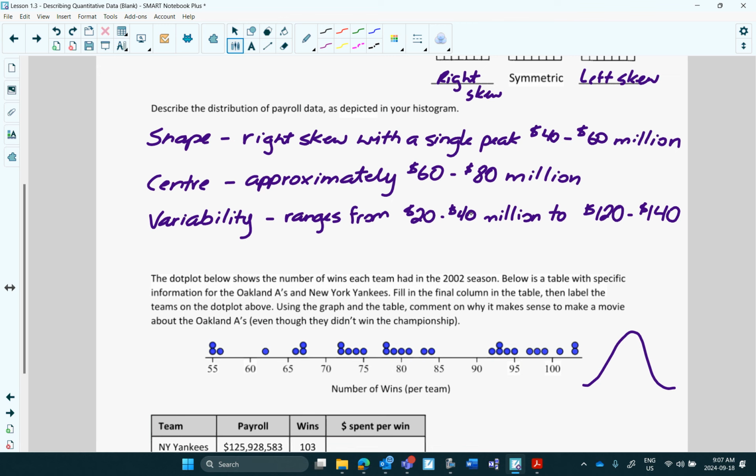Outlier, remember, it's got to be unusual. It's got to be really separated. There's nothing really separated. There's no space between the bars in the histogram. So outliers appear to be none.